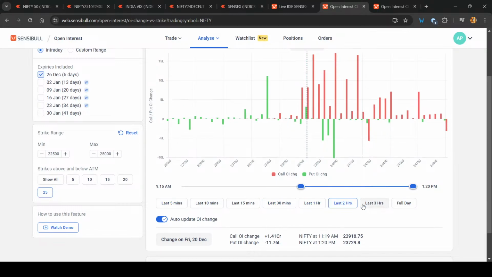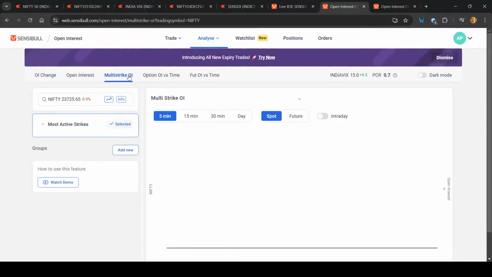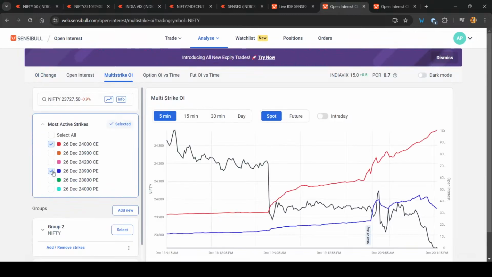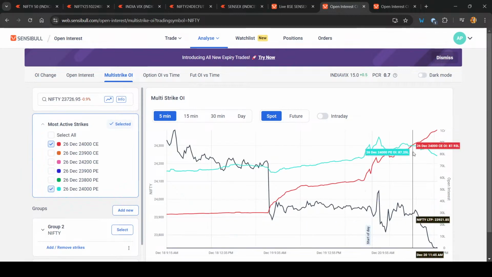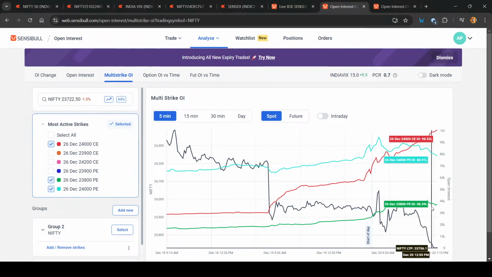Last 1 hour, very bearish. Last 2 hours, very bearish. It's bearish data, right? And if at all you see multi-strike OI data, the 24,000 put is constantly being unwound. 23,800, it's green. It is yet to be unwound.